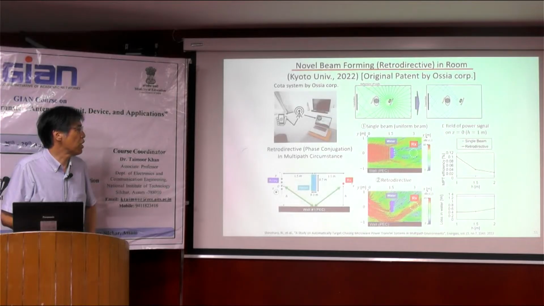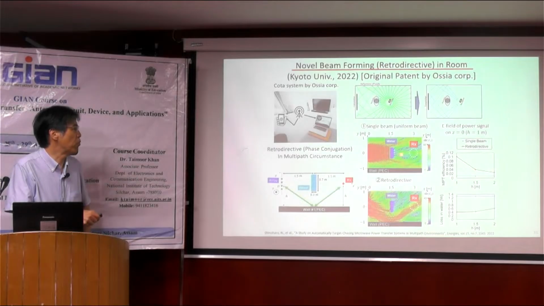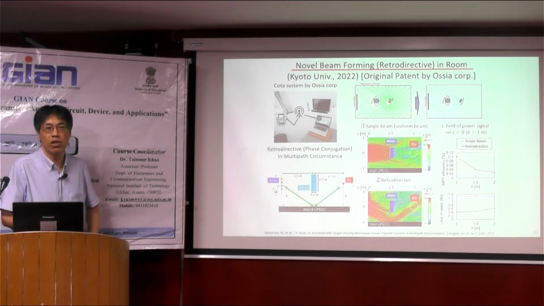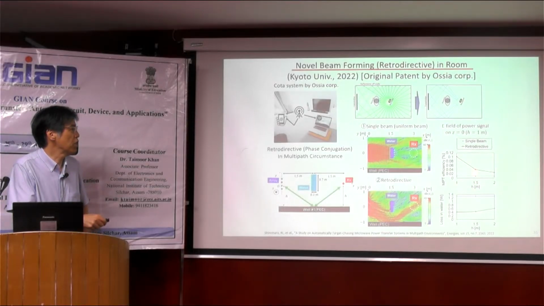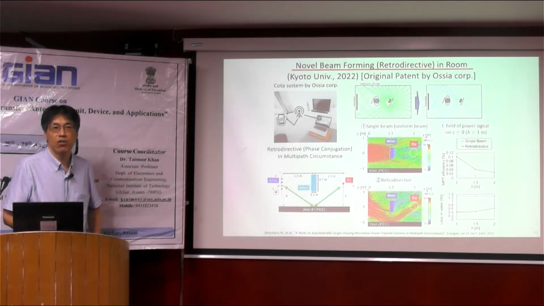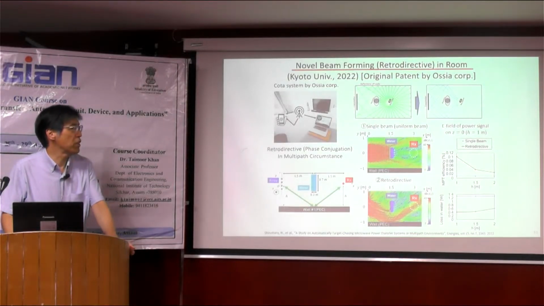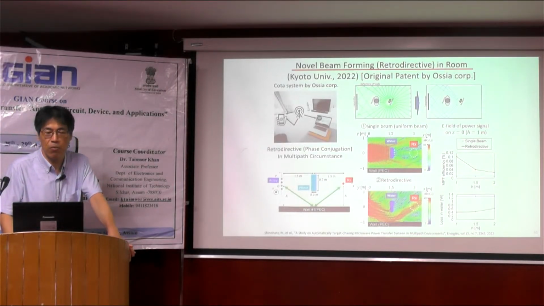And yesterday, as I mentioned, in the room, we can apply the same technology. We can avoid the human body, and we can increase the beam efficiency by the reflection. So here you can see we can increase the beam efficiency. This is one example of how to increase the beam efficiency by multipath application.